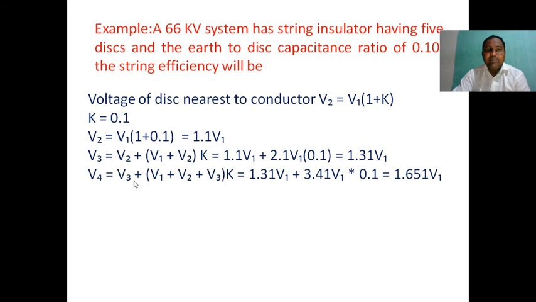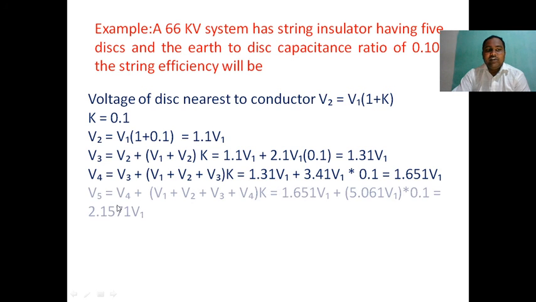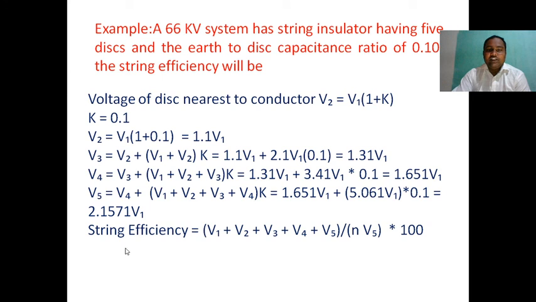V4 is equal to V3 plus, as I already told, (V1 plus V2 plus V3) of K. You know V1, V2 and V3, substitute all the values, we get 1.651 V1. V5 is equal to V4 plus (V1 plus V2 plus V3 plus V4) of K, and we get 2.157 V1. So the string efficiency is nothing but the voltage distribution across the string.